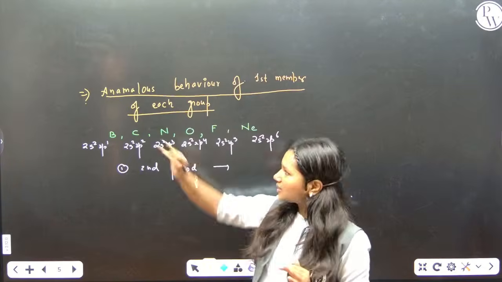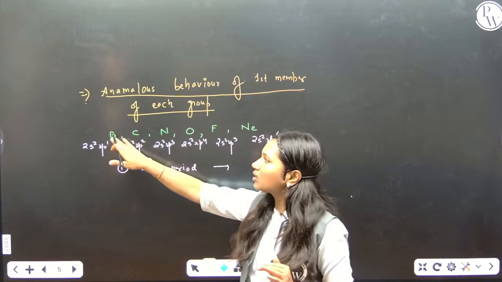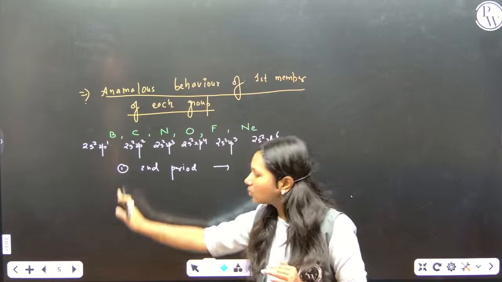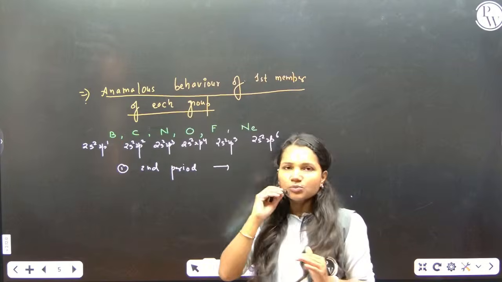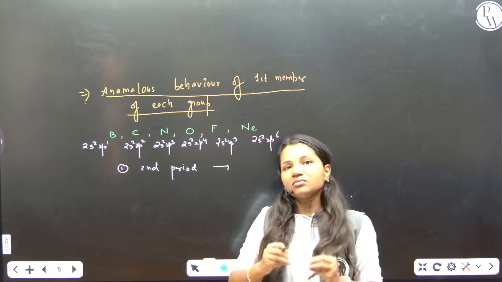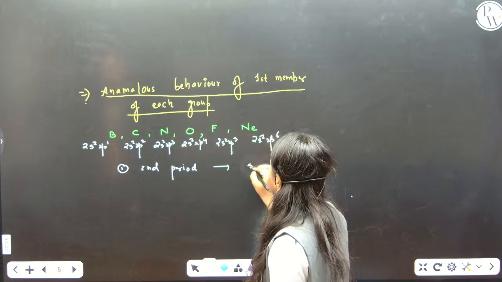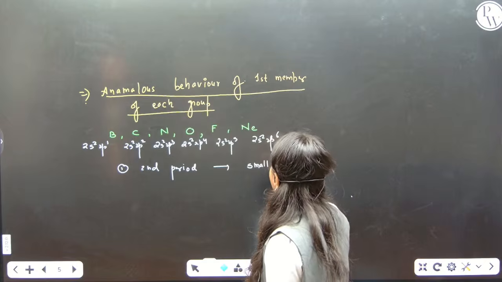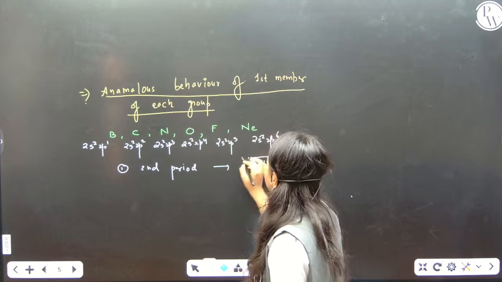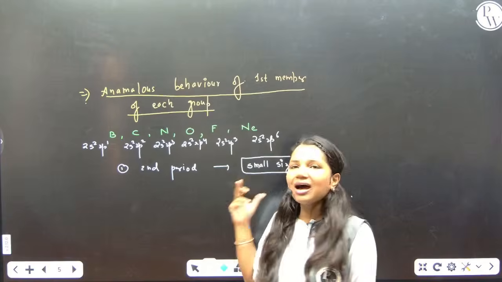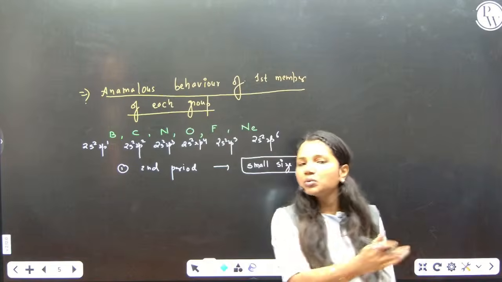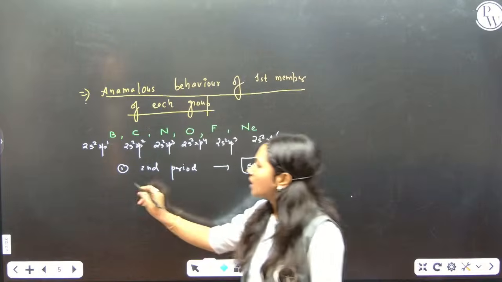We were expecting them to be small. For example, boron, after that aluminium. Of course, down the group size increases, so they should be small. But the problem is they are extremely small. So one reason for their anomalous behavior is their small size. They all are very small compared to their respective group elements.